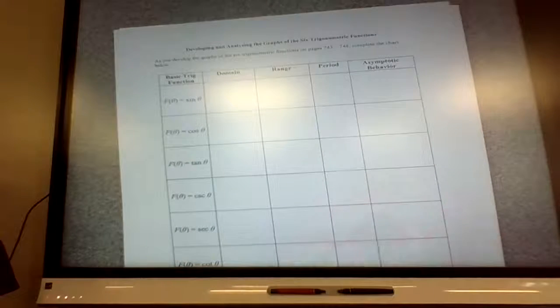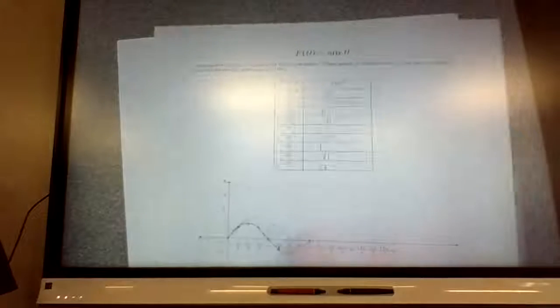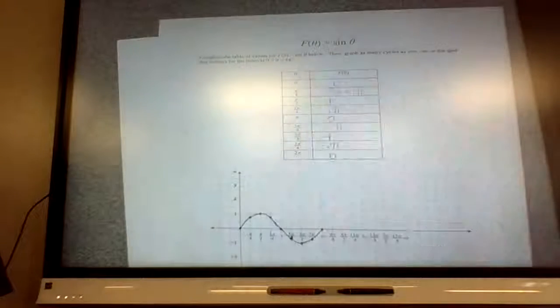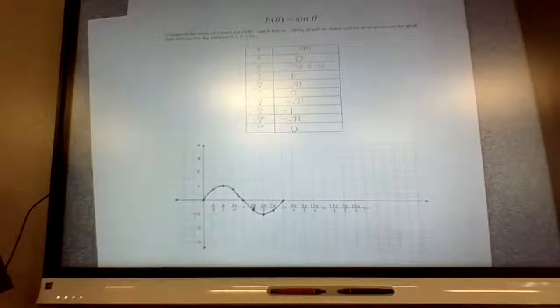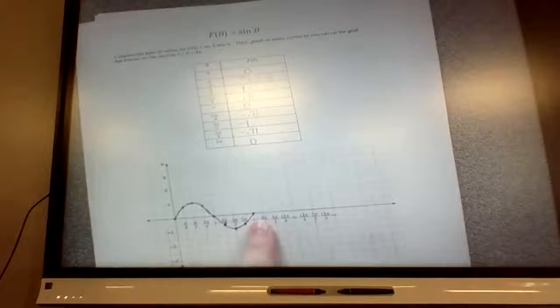What's the domain for sine? It's continuous. You stopped at 4 pi just because it told you to. Does this actually stop at 4 pi? No. It goes on as many times as you can go around the circle. So any number you want to put in there, you can. What about the range? Negative 1 to 1, inclusive. How about the period of the function? 2 pi. It starts over at 2 pi.